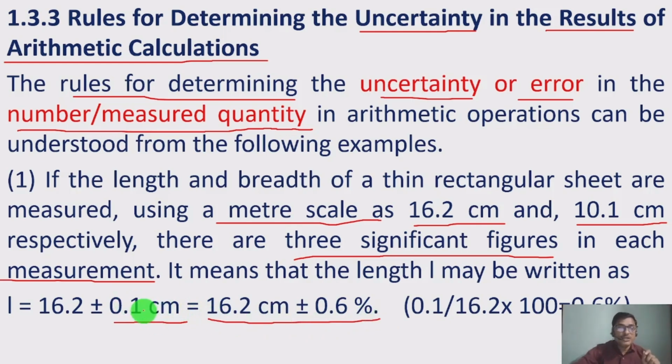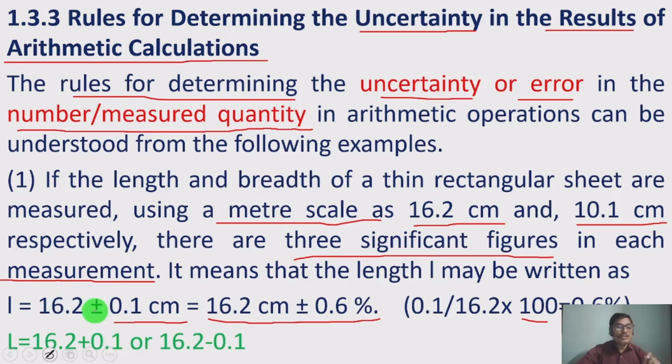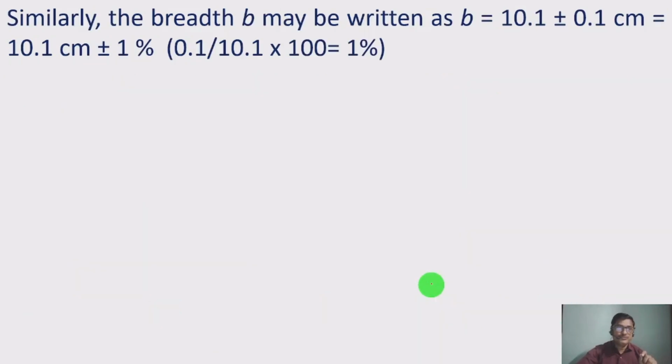The relative error is 0.1 centimeter, which in terms of percentage is 0.6%. That is 0.1 by 16.2 into 100, which gives 0.6%. Then the actual length may be 16.2 plus 0.1 or 16.2 minus 0.1. That may be the length, and that is expressed in terms of the errors like this.